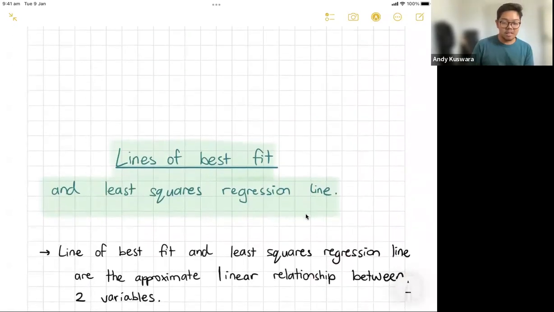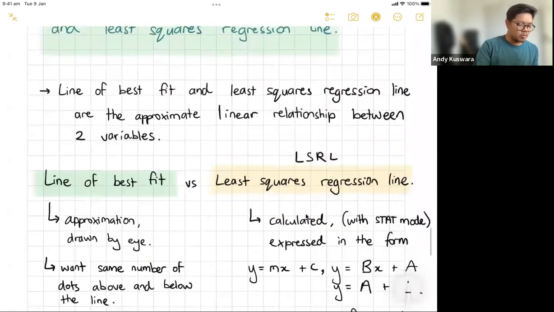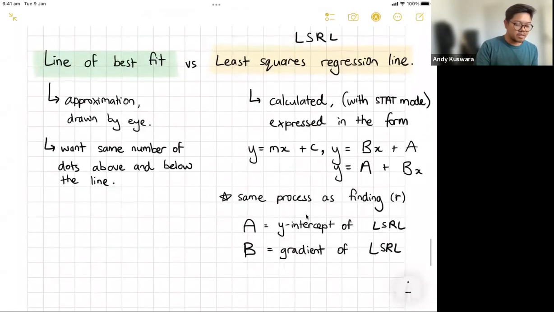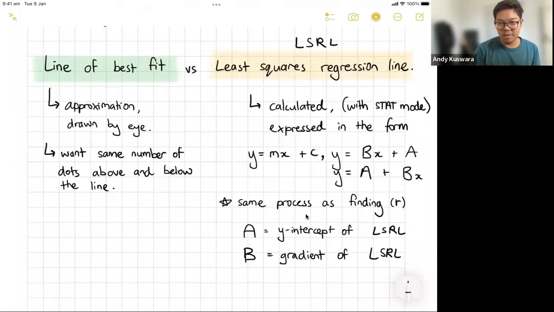So a line of best fit and a least squares regression line, it's a way to approximate the linear relationship between two variables. Okay. So what ends up happening is, I'll give you a little bit of an idea. Here's the difference between the two. Okay. If this is going too fast, you can pause, go back. That's the beauty of a video.